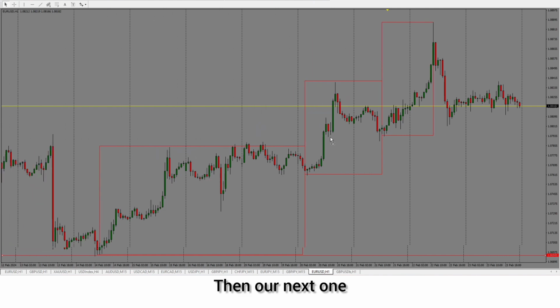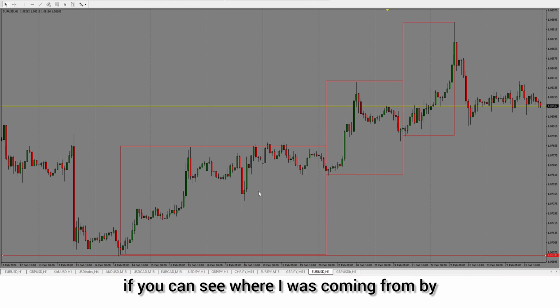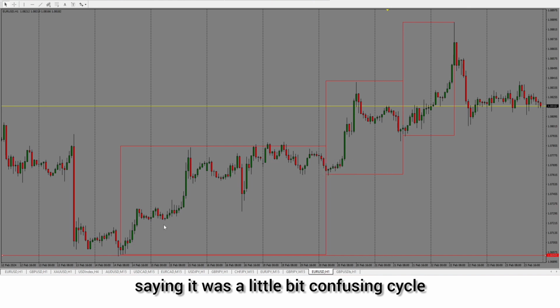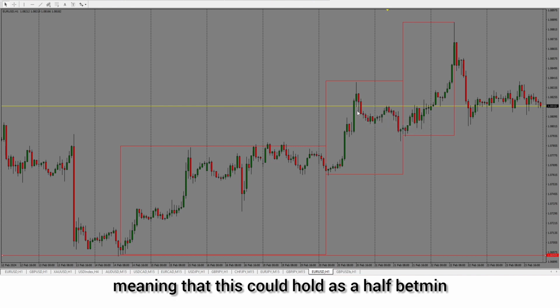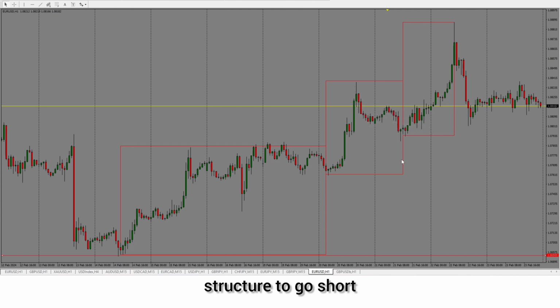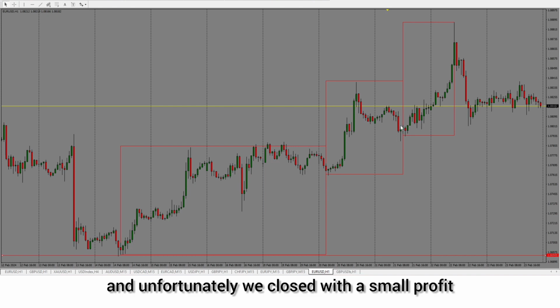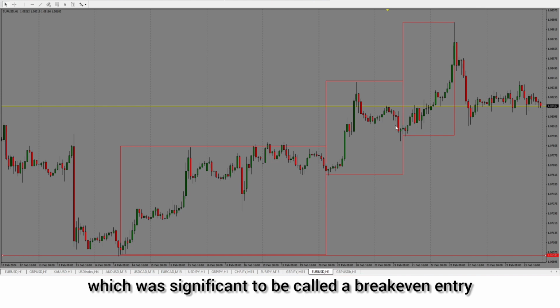Then our next one, if you can see where I was coming from by saying it was a little bit confusing cycle, we had level 1, level 2, and this was actually a potential level 3, meaning that this could hold as a half Batman structure to go short. We sold around this price, and unfortunately we closed with a small profit, which was significant enough to be called a break-even entry.